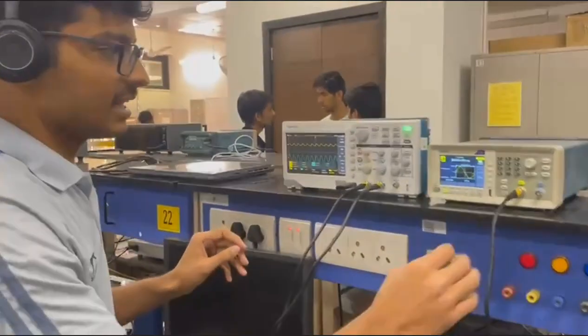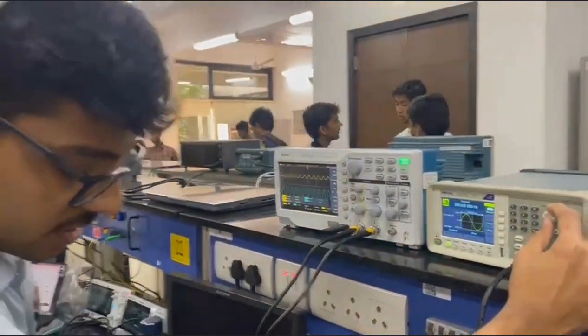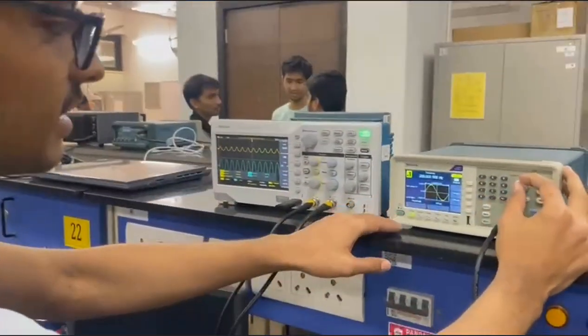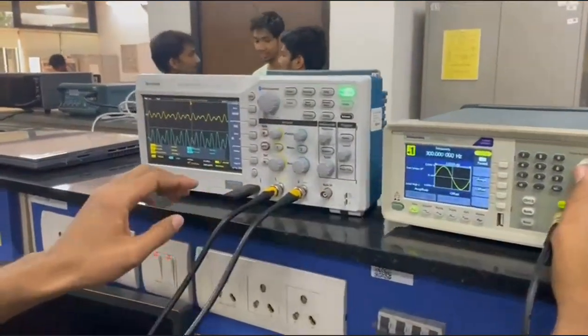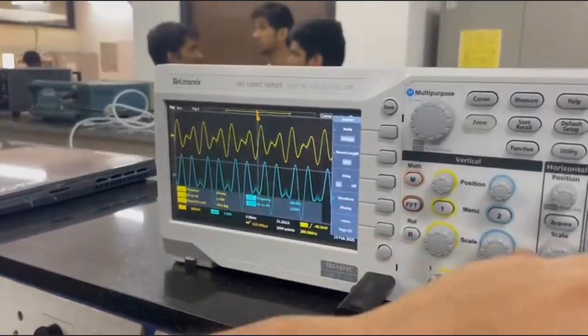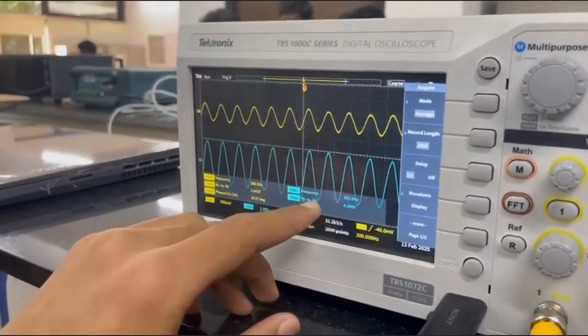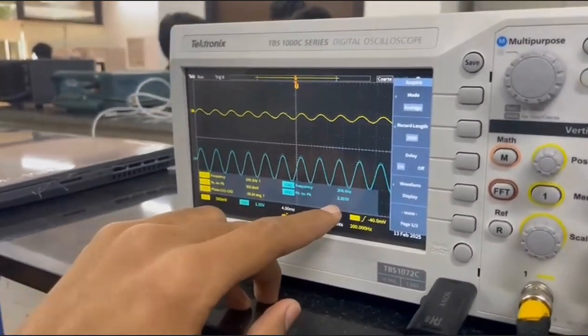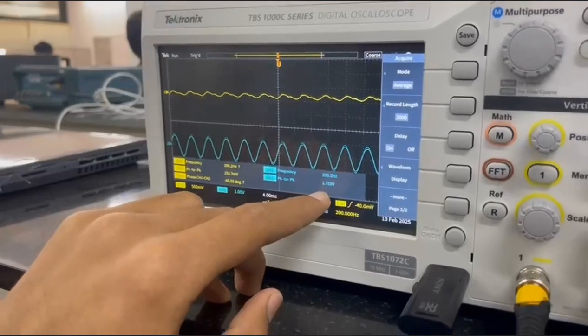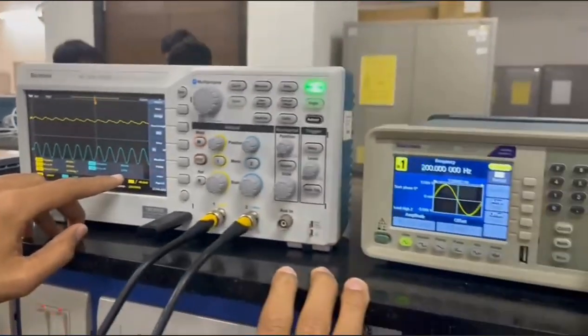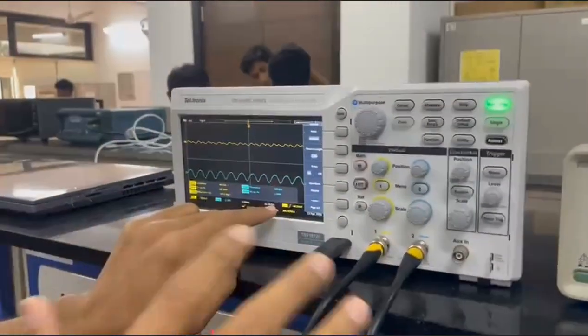As we change the input of the signal generator to the speaker, this kind of thing happens. You can see that at 200 Hz frequency, the peak to peak voltage is 2.2 something. Yes, around 2, on average 2.